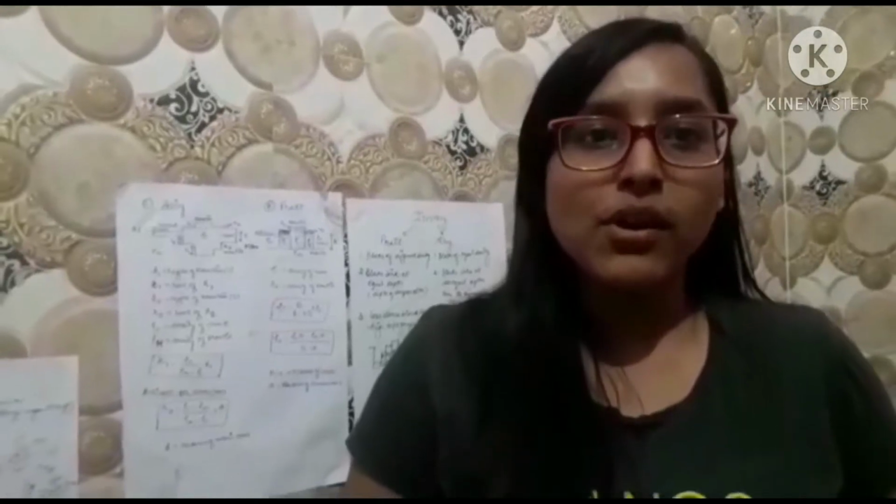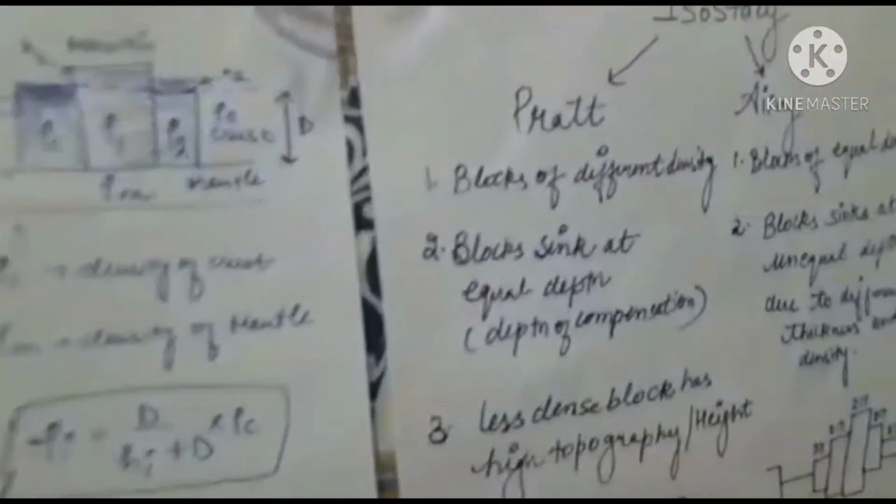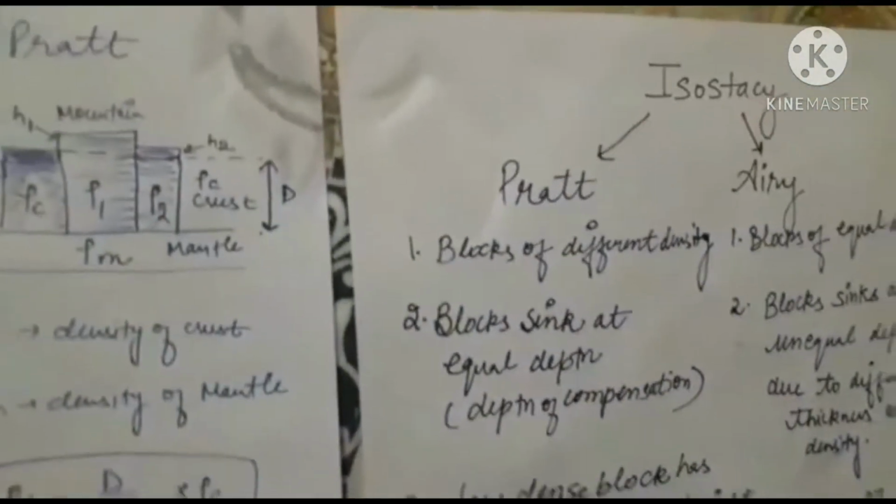I will cover two models. One is Airy's model and another one is Pratt's model. Let's start with it. As you can see, I have written over here. I will differentiate both of them on the basis of the diagram I have drawn here.